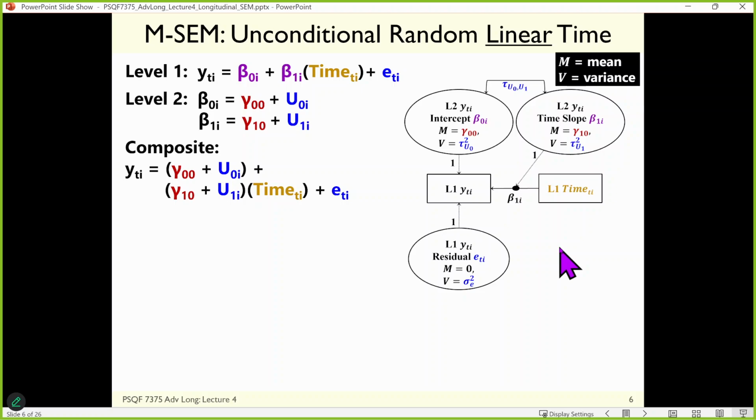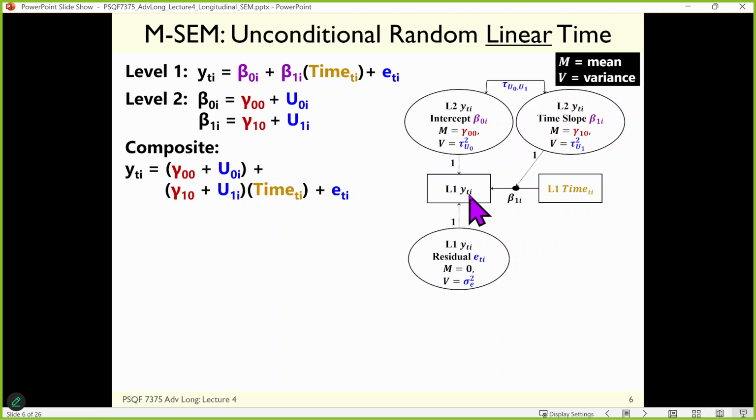Here's my happy little MSEM. These are the kinds of diagrams that you'll see in the Mplus manual and in other places, although I've added a lot more labeling to it to help us figure out what things map. So in terms of the connection to this equation in composite form here, the betas, which I call placeholders or backpacks because they contain fixed and random effects, they're each predicted, those are latent variables in this world. So this circle is beta 0i. This circle is beta 1i.